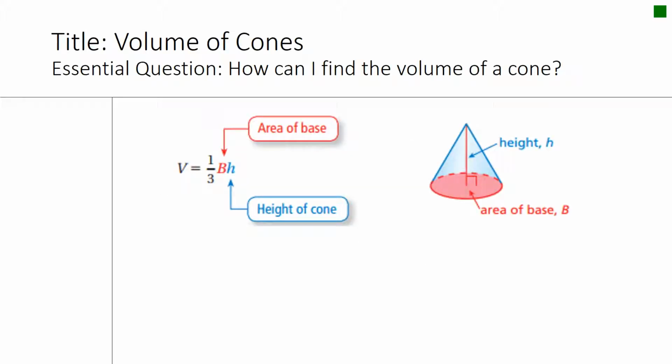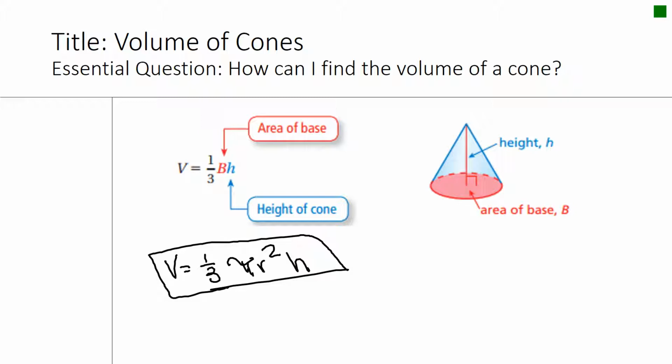Go ahead and title this volumes of cones, and the essential question is how can I find the volume of a cone? Remember, anything that has a volume of a consistent base, like a circle the whole time like a cylinder, will be area of the base times the height. And for a cone, we shave it down and we divide it by 3, and then we have a cone. Cone is 1/3 the cylinder. So the volume formula can be simplified even further for cones: V equals 1/3 pi r squared h. Here's the complete formula that we'll start with every time for the volume of a cone.